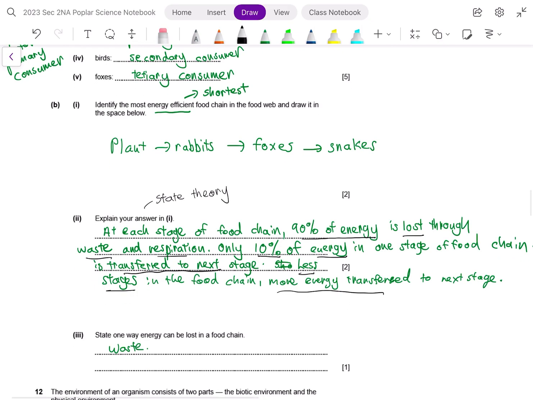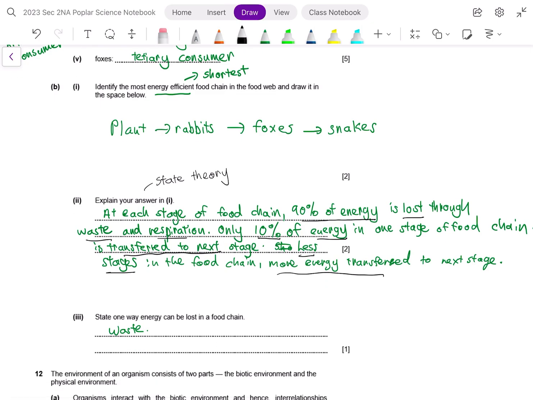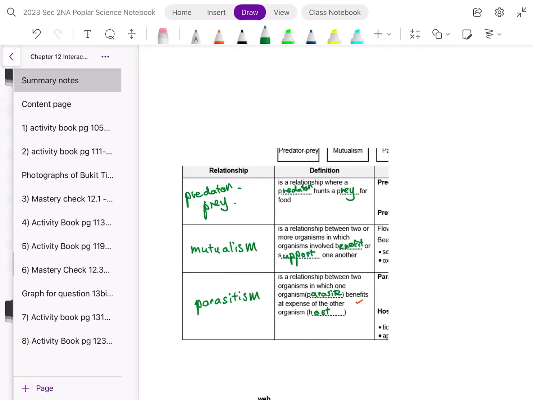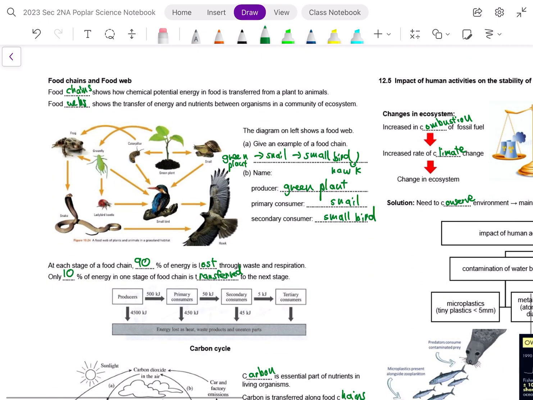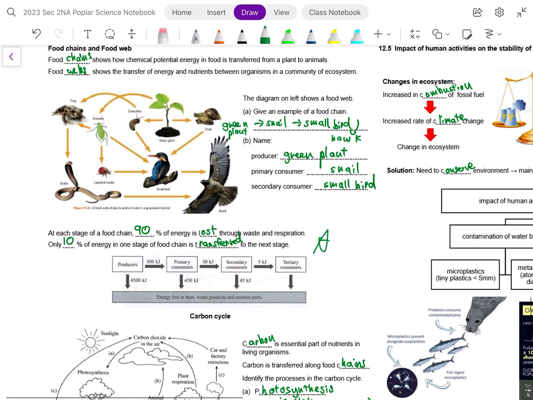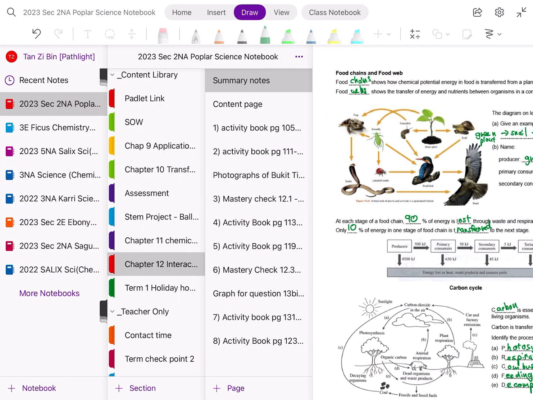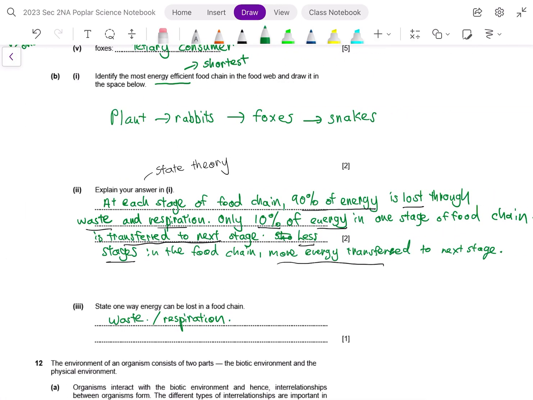We look at the next one. B part 3, state one way in which energy can be lost in the food chain. Either through waste, or another way you can put it down is respiration. So this one actually follows what you have inside your summary notes. If you look at this part, the last page of your summary notes. Okay, going back to the mastery check.